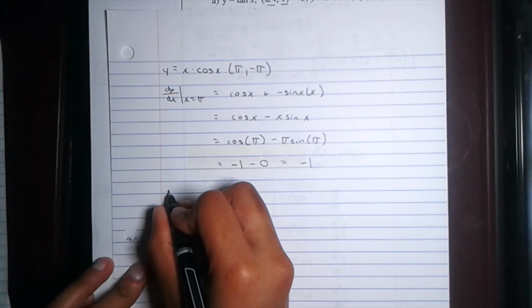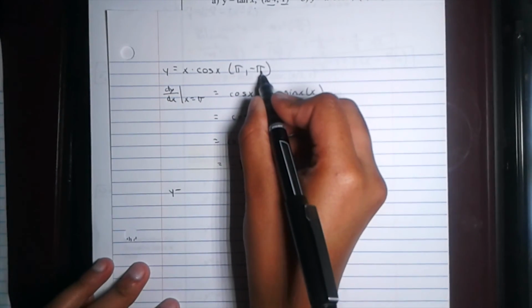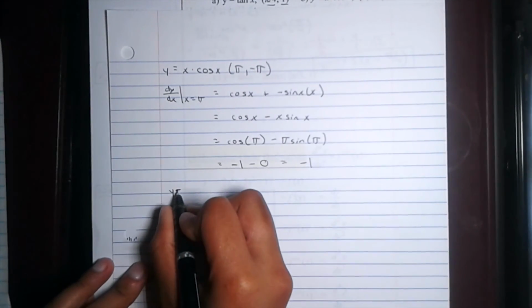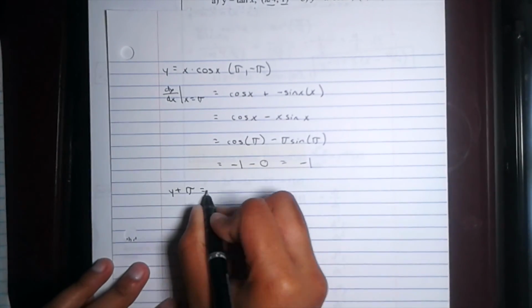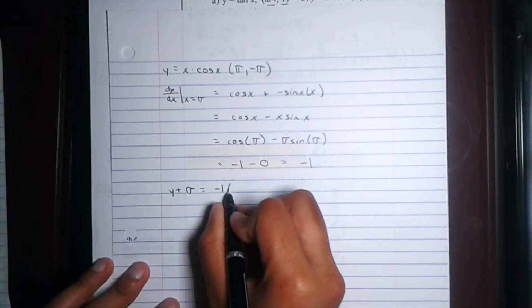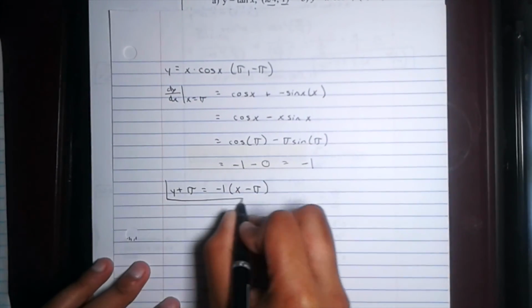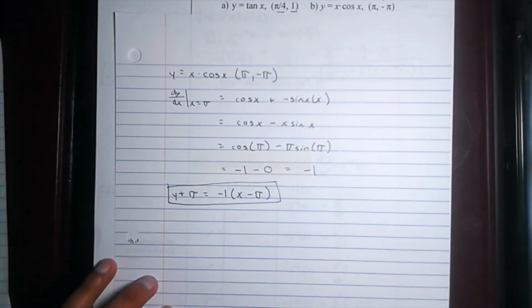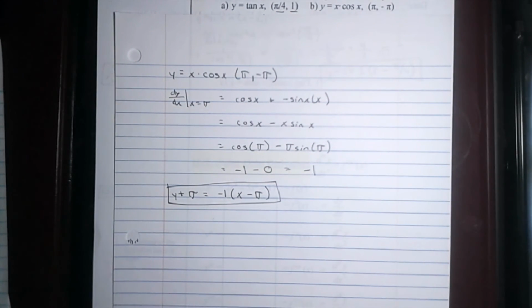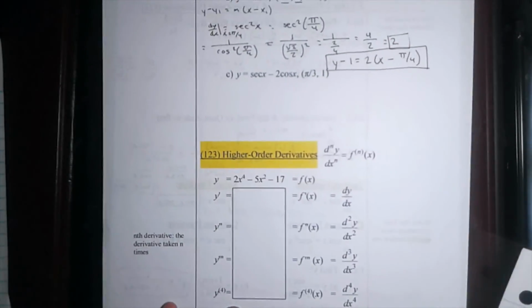And for point slope form, we were given the y of negative pi, so y minus negative pi is y plus pi equals your slope times x minus pi. That is your tangent line at x cosine x at pi, negative pi. And then for C, still do the same thing.